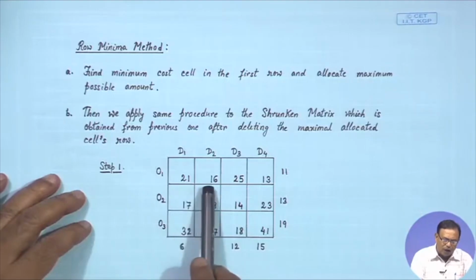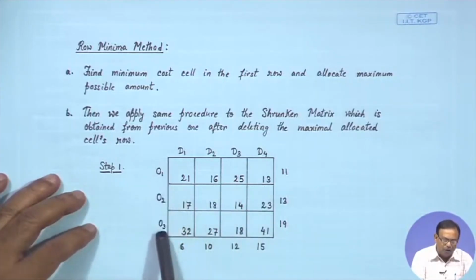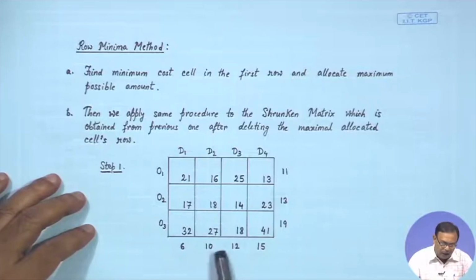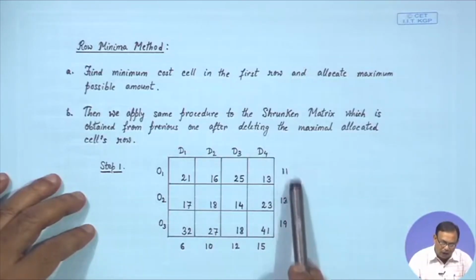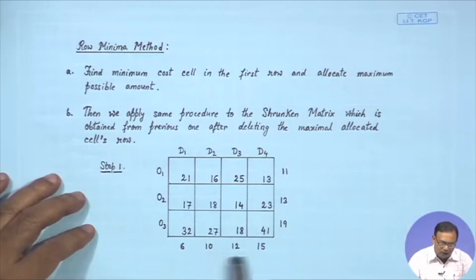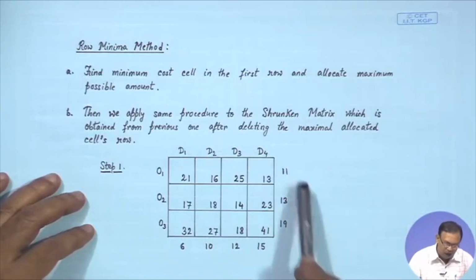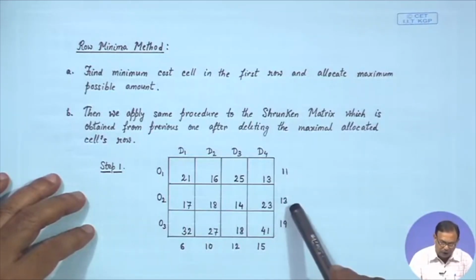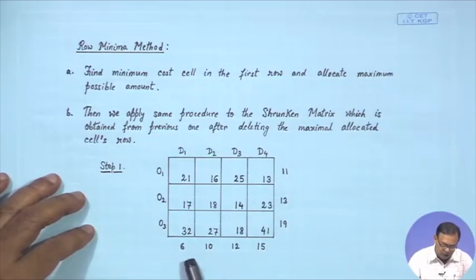We have the costs given like this. These are the origins O1, O2, O3. These are the destinations D1, D2, D3, D4, and here it is the demand and the availability on this side. If you see, the sum of these two is 43 here, and here also 12 plus 12 is 24, 16 plus 12 is 28, plus 15 is 43. So, the problem is a balanced problem.